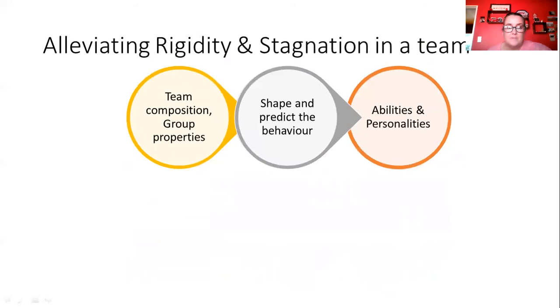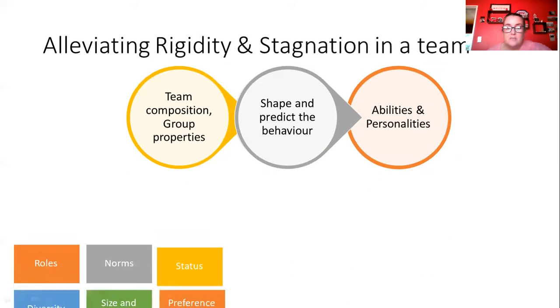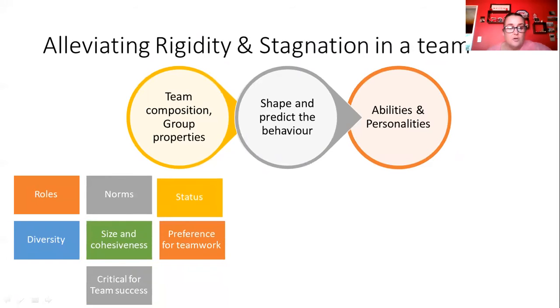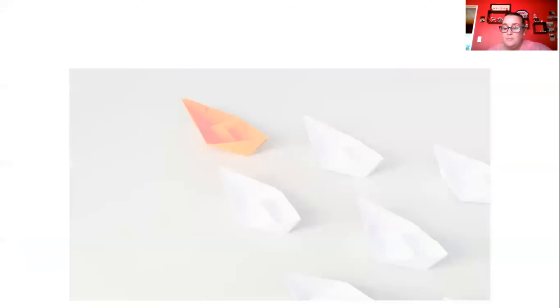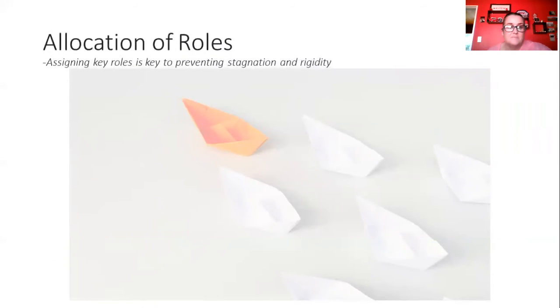Alleviating rigidity and stagnation in a team. Team composition, group properties, the roles, the norms, the status, the diversity, the size and cohesiveness, the preference for teamwork are all critical for success in shaping and predicting the behavior, and then the abilities and the personalities of the people in the team, their creativity, their agreeableness, and their conscientiousness.